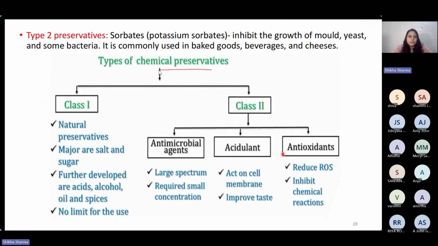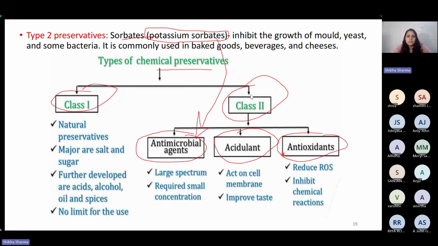So the chemical preservatives can be of class 1 and class 2. Basically antimicrobial agents, acidulants and antioxidants are in class 2. These sorbates, which we basically use in food as potassium sorbate, are class 2 preservatives, antimicrobial agents. It inhibits the growth of molds, yeast and some bacteria, and it is permitted by the FSSAI for use in baked goods, beverages and cheese.